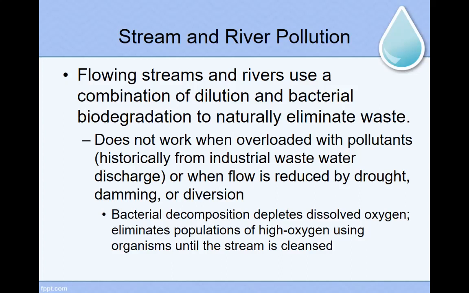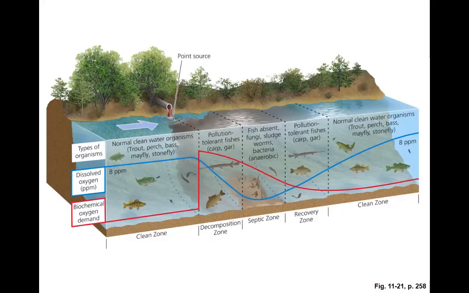Bacterial decomposition depletes the dissolved oxygen in the water, making it less healthy for the fish and other organisms that live there. This eliminates populations of high oxygen using organisms until the stream is cleaned. And so that process has to take place, and the longer it takes to take place, the less healthy the stream becomes. So this gives you kind of a flow chart of what we start looking at.